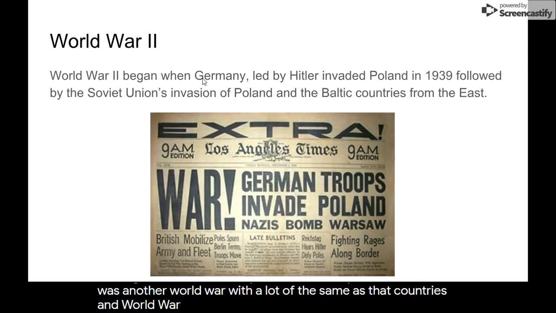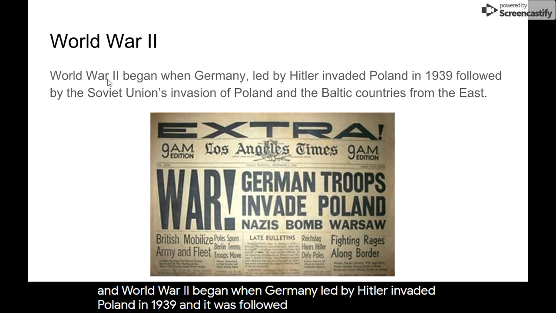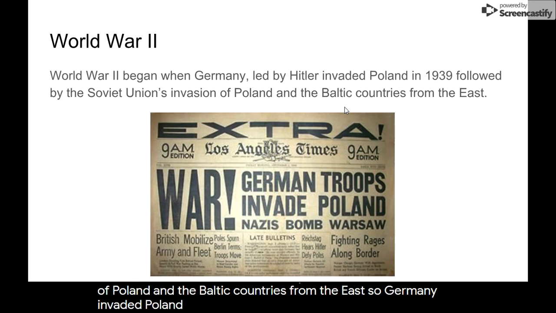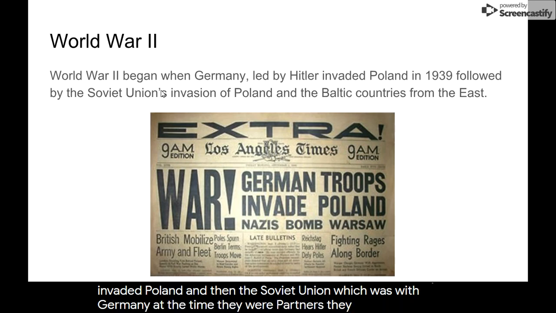World War II began when Germany, led by Hitler, invaded Poland in 1939, and it was followed by the Soviet Union's invasion of Poland and the Baltic countries from the east. So Germany invaded Poland, and then the Soviet Union, which was with Germany at the time, they were partners, invaded Poland from the east.